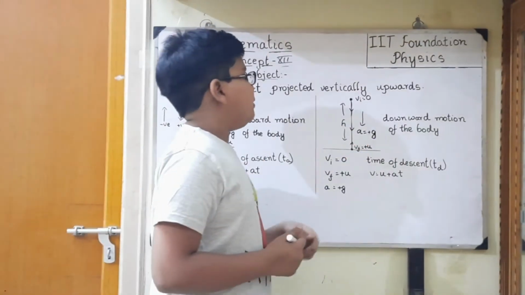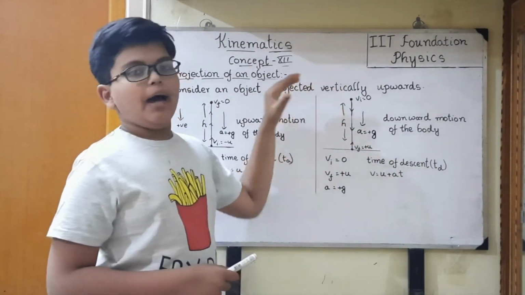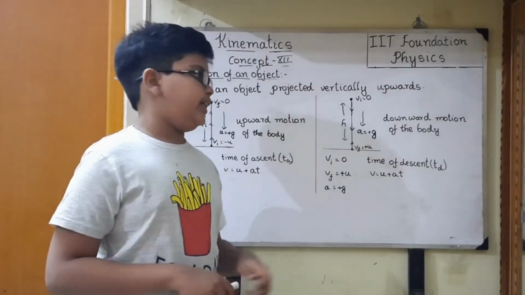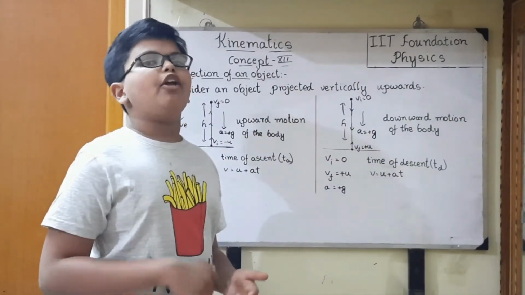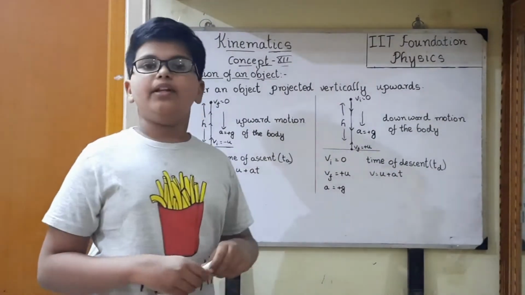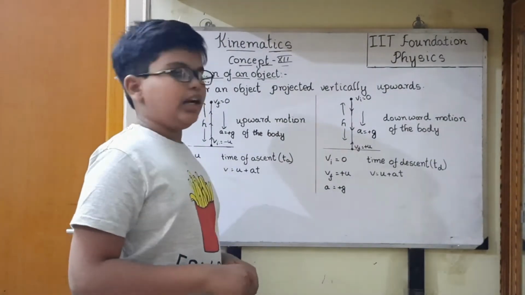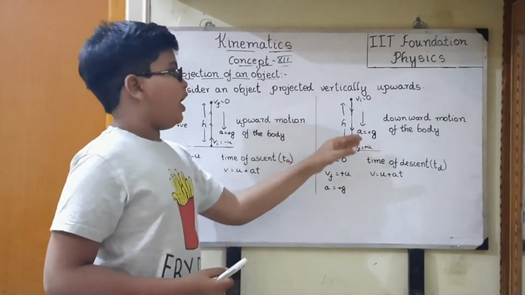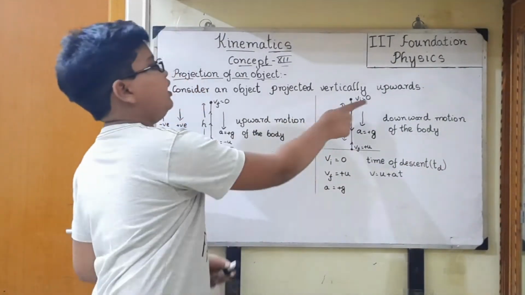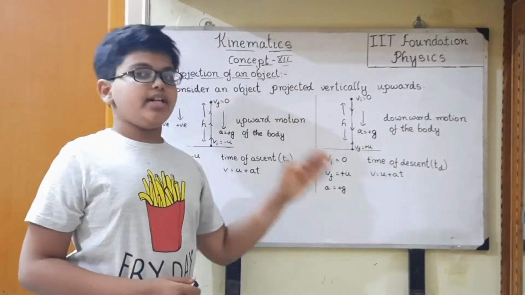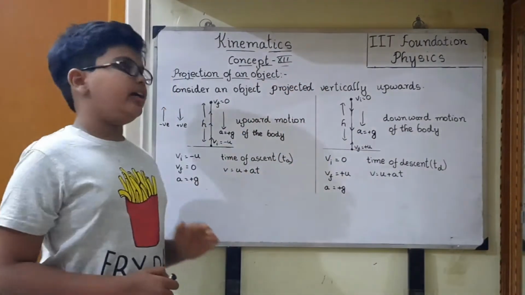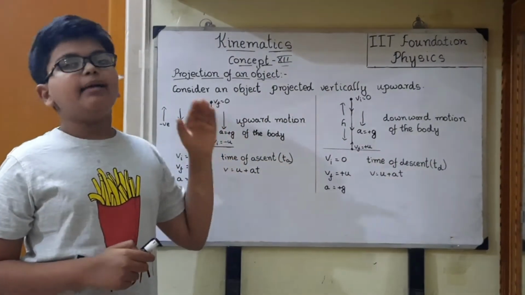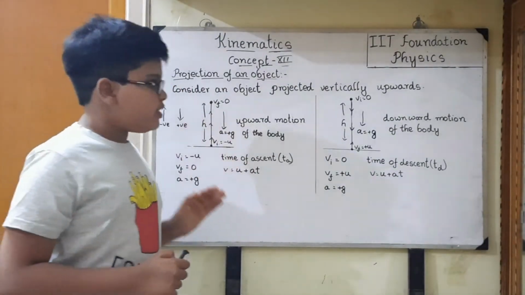Next, the downward motion of the body. The body will move from up to down with positive acceleration, because the initial velocity and the acceleration are parallel and also in the same direction. So the body will move with increasing velocity, right? The initial velocity in the downward motion is 0, because the body is moving from the maximum height to the ground, and at the maximum height the velocity is 0, right?